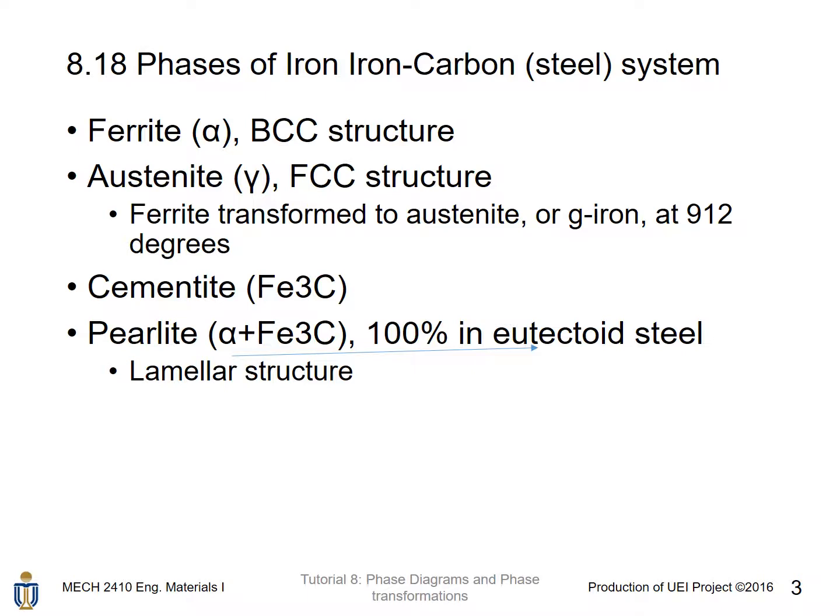Pearlite is a uniform mixture of alpha phase ferrite plus Fe3C, and pearlite composition is 100% at the eutectoid point. And also in eutectoid steel, as it is eutectoid, pearlite will have a laminar structure, as you may guess.